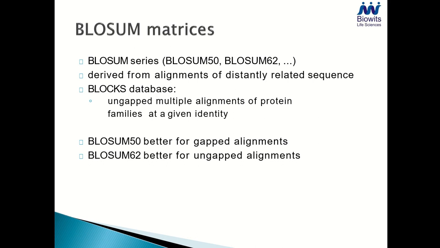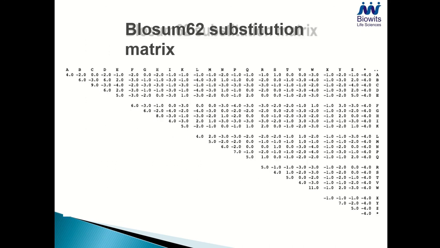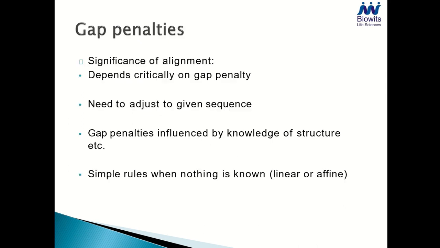So in order to, again, check the alignment, how the sequences are related, the BLOSUM matrices also establish the BLOCKS database. We can also check here how to ungap multiple alignments of protein families at a given identity. Ayan, so ito na po yung kanyang matrix. So we can actually see how these scores work. Sabi nga natin, pag maraming negative, it means different. Pag positive, it means there is similarity.